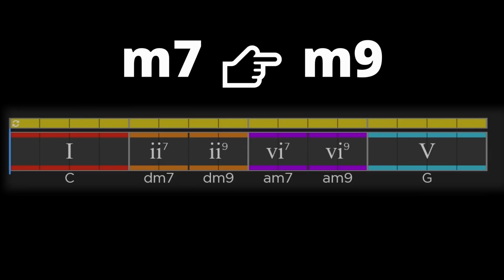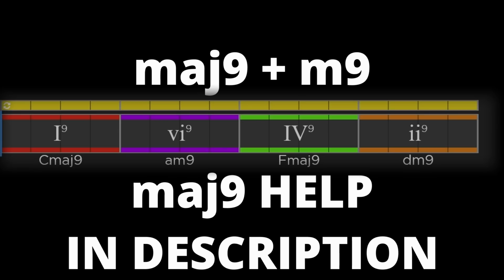Because they only differ by one note, you can alternate between minor seventh chords and minor ninth chords to create an interesting sound. Minor ninths can also be paired with major ninths to create quite an intense, mournful sound. We have a full major ninth chord video linked in the description below if you need further help with this.